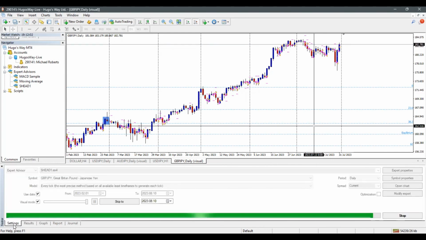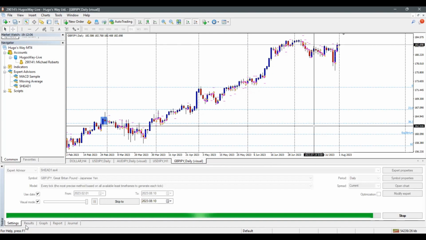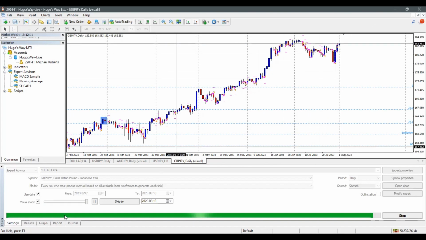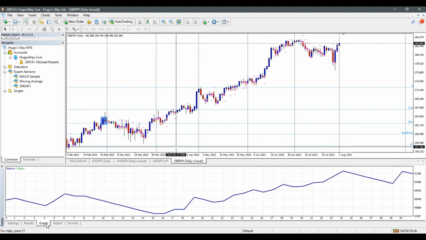Where are we right now? We're at the 31st of July. So we've got about 10 days left in August. All right, so we're in August now, guys. So again, we'll have a look and see the results. Let's see what the journal says.